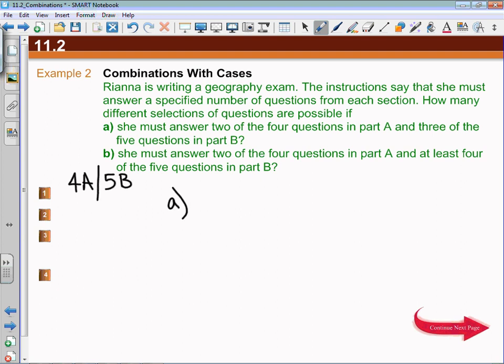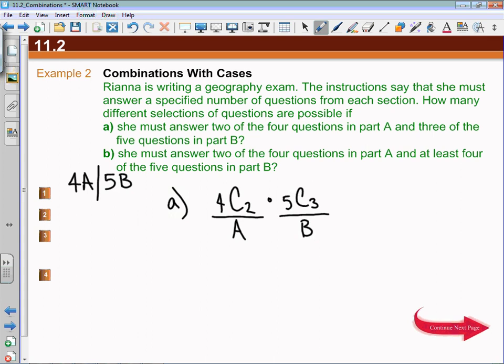If we look at the first part of example 2, then if she's answering 2 of the 4 questions in part A, that's 4 choose 2. And I'll just put an A underneath there. And then she's also going to select from part B 3 of those 5 questions. And that's going to be 5 choose 3.